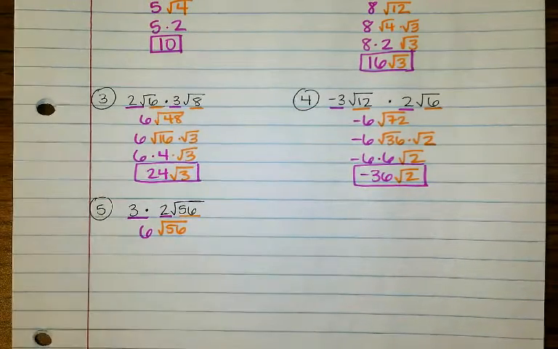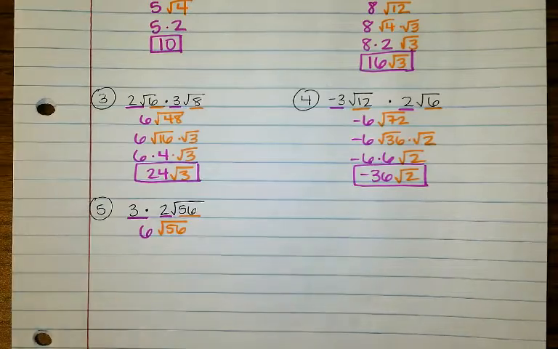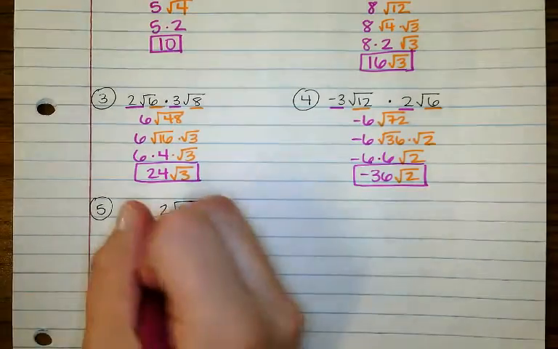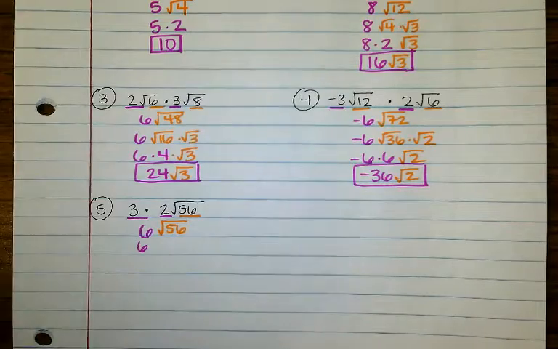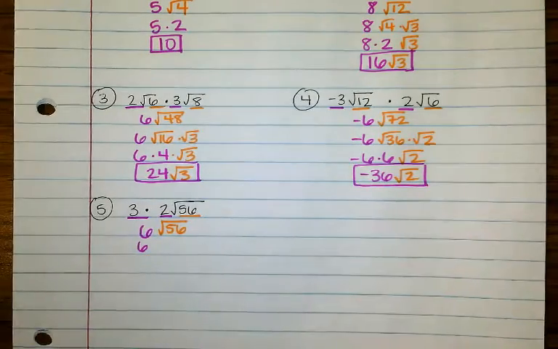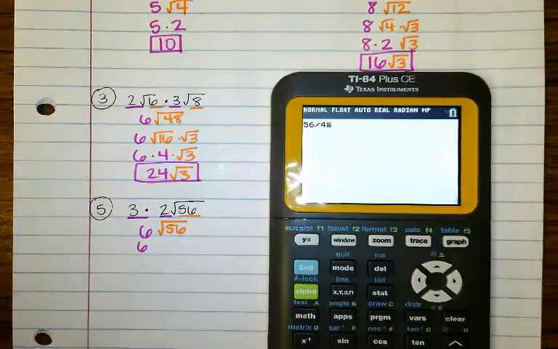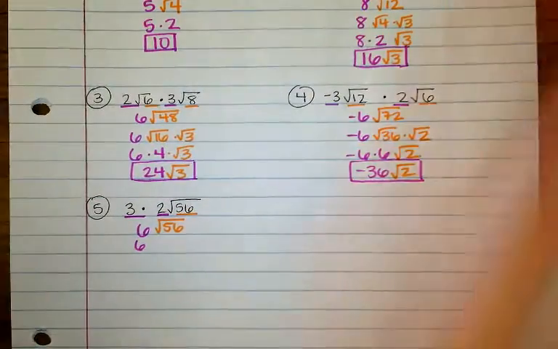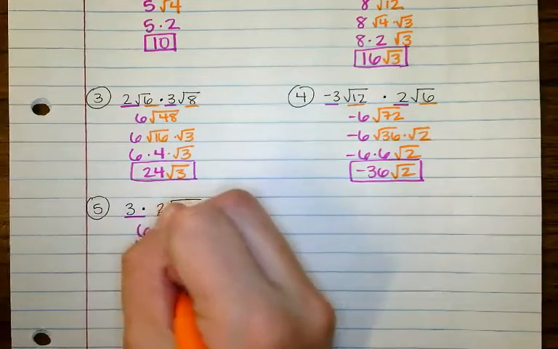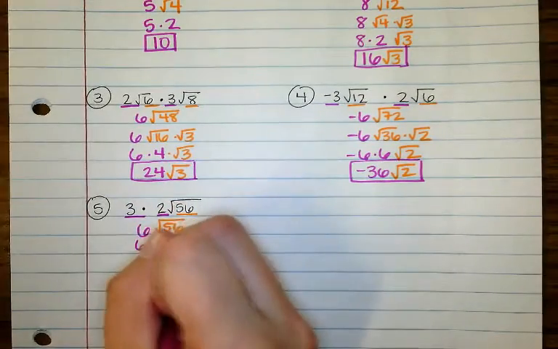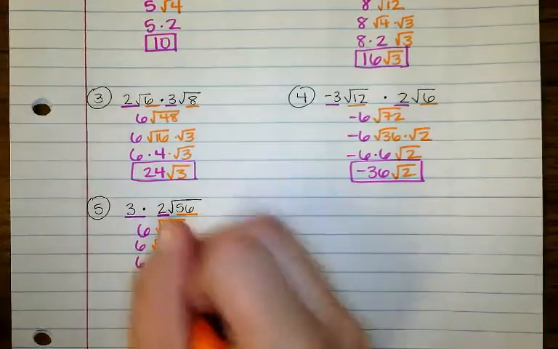Let's see. What is a factor of 56? The largest square root of 56. Let's see here. 56 divided by 4. So we're going to say square root of 4 times the square root of 14. So that's 6 times 2 times the square root of 14. So that is 12 times the square root of 14.